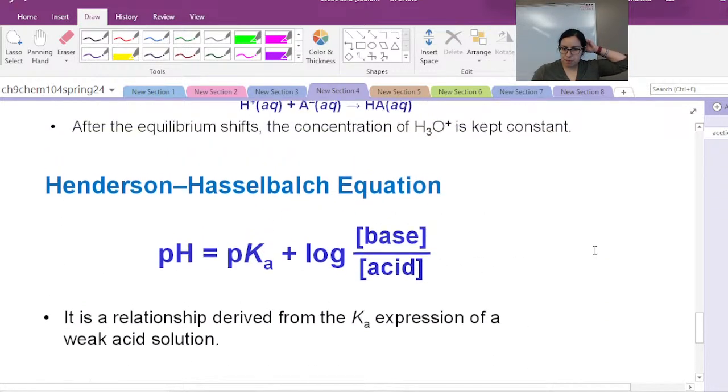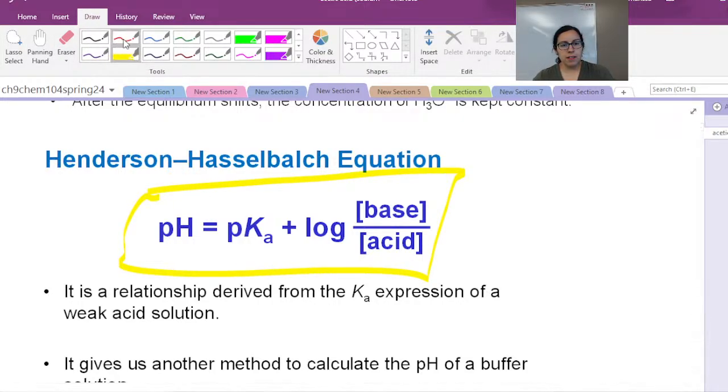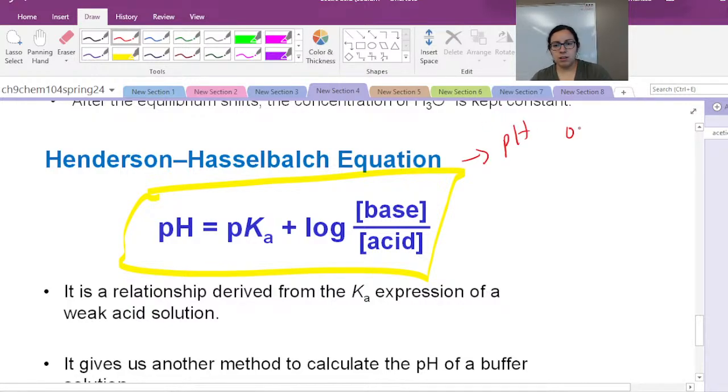And then for our purposes, if we're given what's the pH of a buffer solution, then we can use Henderson-Hasselbalch. So, pH of a buffer.